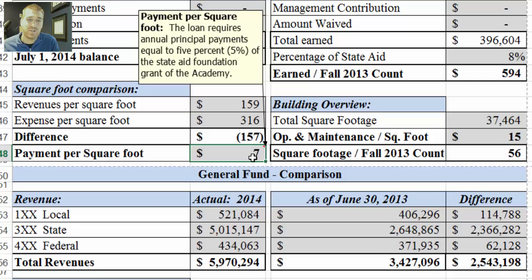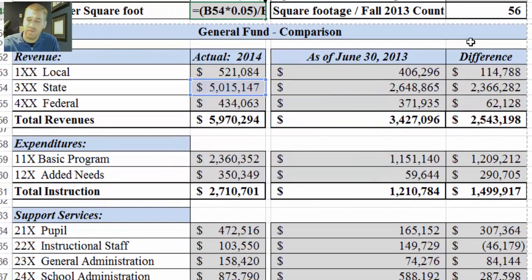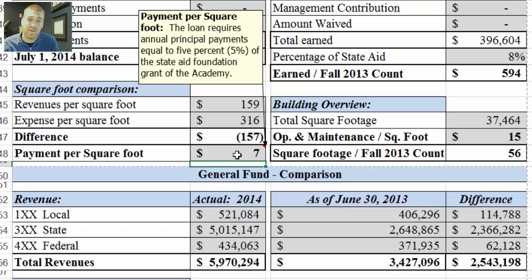So the payment per square footage, this $7, is based on the loan requirement. In the note section it says the loan requires annual principal payments equal to 5% of the state aid foundation grant of the academy. So this calculation takes the total state aid, again on the next page, multiplied by 5% and then divided by that square footage. So we will do a follow-up with University Yes in a formal letter or something about some of these issues that we have. So that's what that number is right now. We'll try to figure out what it should be in follow-up correspondence. So I just wanted to explain what it was right now.